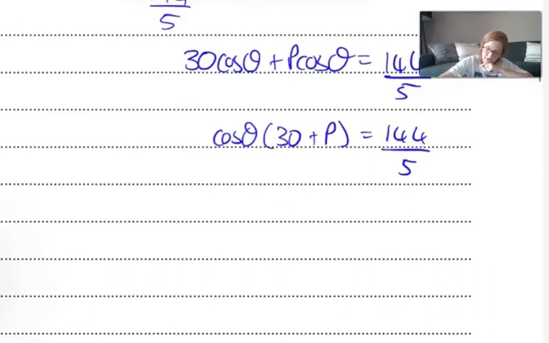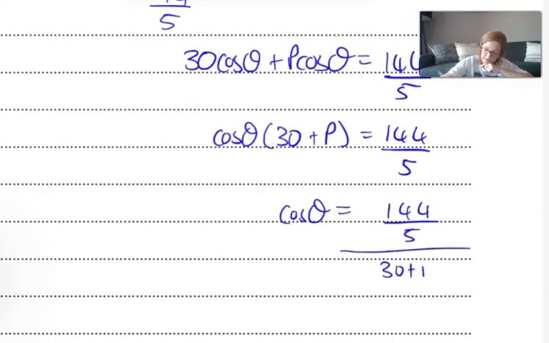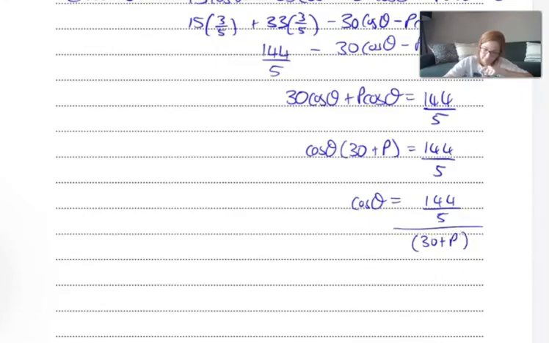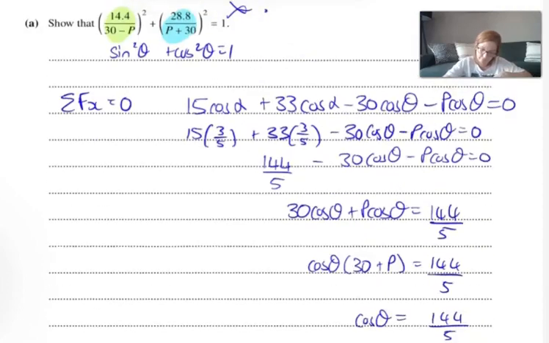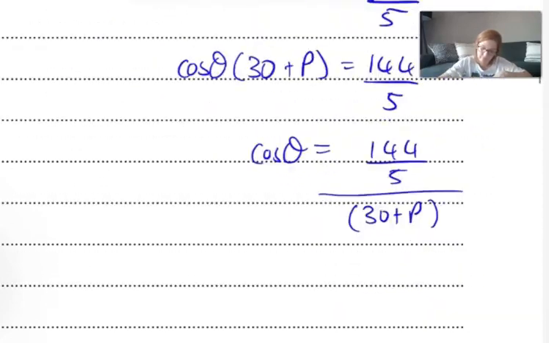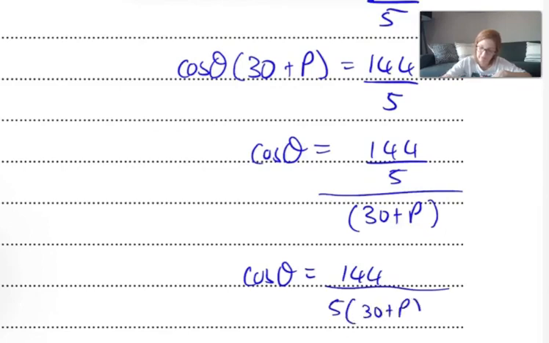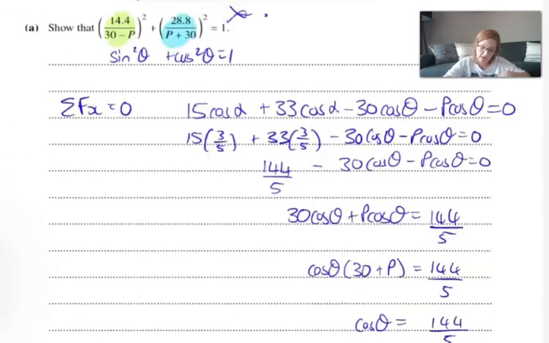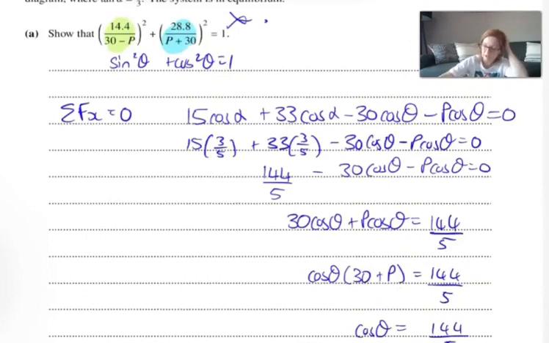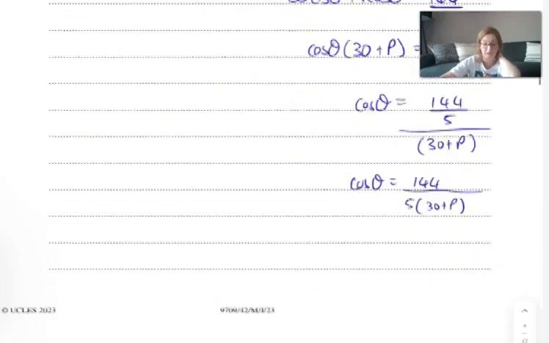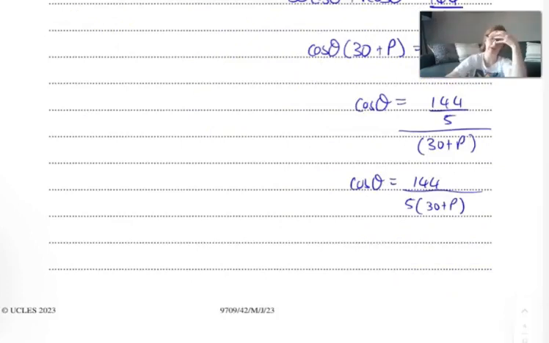And then I'm going to say cos theta is equal to 144 over 5 divided by 30 plus p. Which is another way of saying 144 over 5 times 1 over 30 plus p. Okay, that is looking similar to my green value here. Not quite, but similar. Okay, let's just keep going.